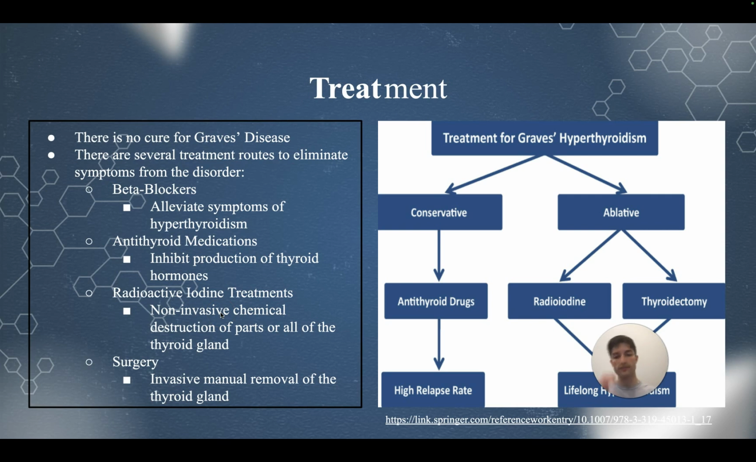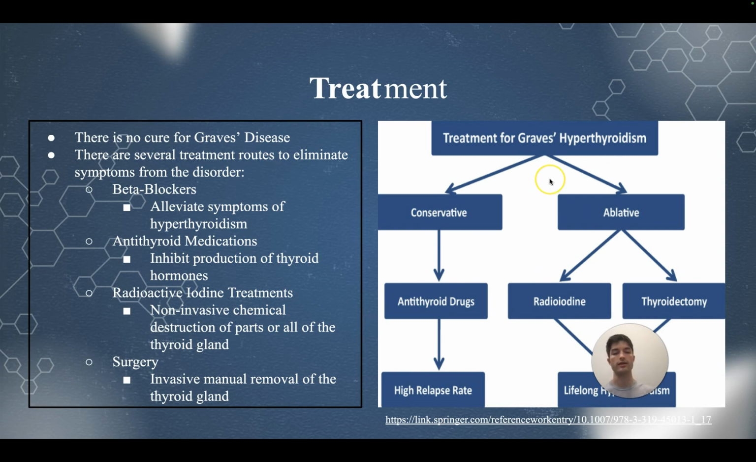And so this is a non-invasive chemical destruction of either parts of or all of the thyroid gland, as well as surgery, which is the invasive manual removal by a surgeon of the thyroid gland. In both cases, the thyroid gland is usually taken out of commission in these two options. And so these will also result in chronic hypothyroidism, and you're going to have to take a drug like levothyroxine to substitute.